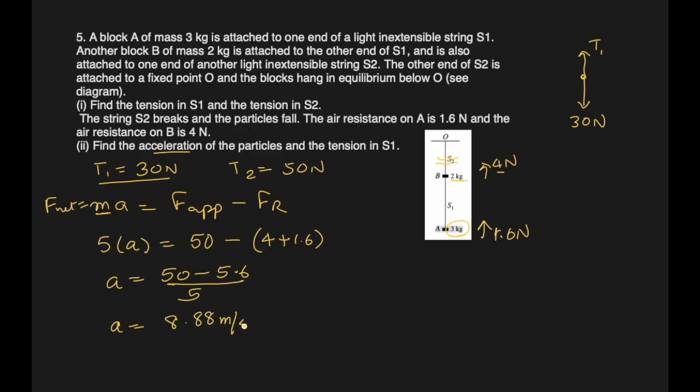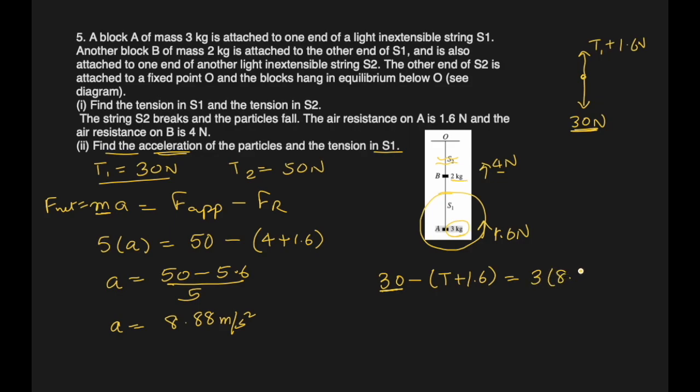I got 8.88 meters per second square. So we found the acceleration, and now we have to find tension. So we'll again do the same thing. We'll focus only here with this one. What is the force downwards? 30. What is the force upwards? T1. But there is air resistance also, right? 30 minus T plus 1.6, this is applied force for this small system, equal to mass times acceleration.